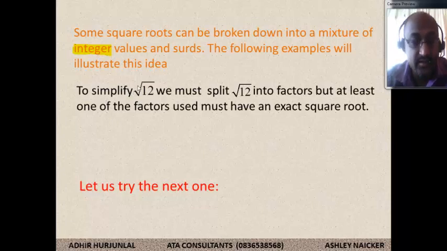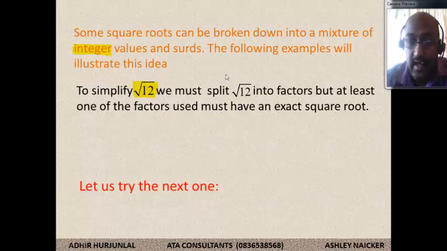To simplify the square root of 12. Now consider this, don't read on. The square root of 12. If I want to simplify the square root of 12, I need to be able to split up this 12 into factors. What are factors? Factors are numbers that, when multiplied together, will give me this 12. For example, 12 times 1 is 12. 6 times 2 is 12. 4 times 3 is 12. I come across all these variations. Which one do I choose?